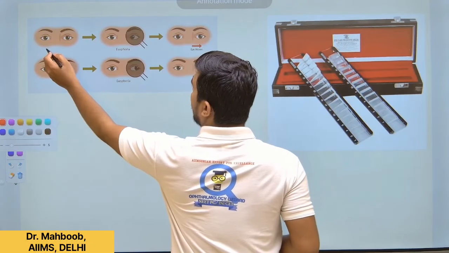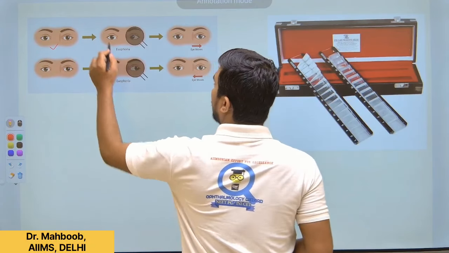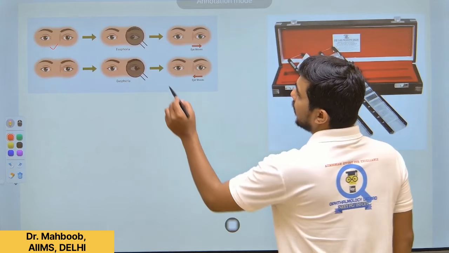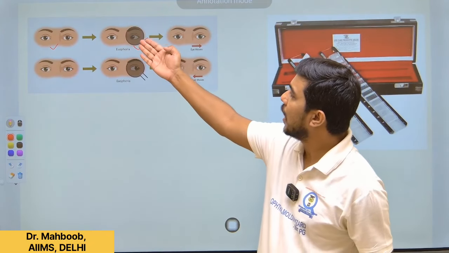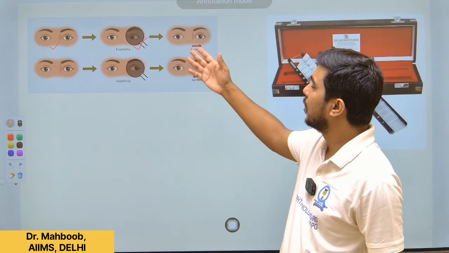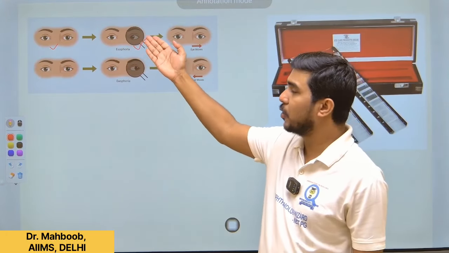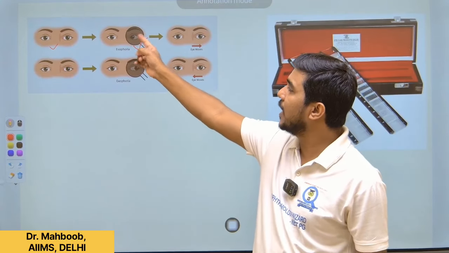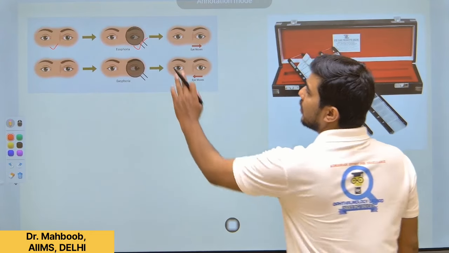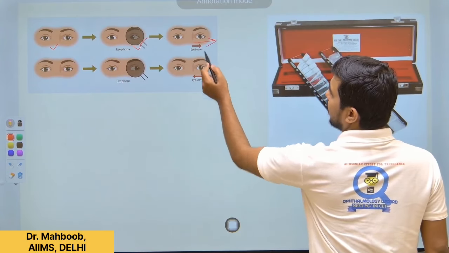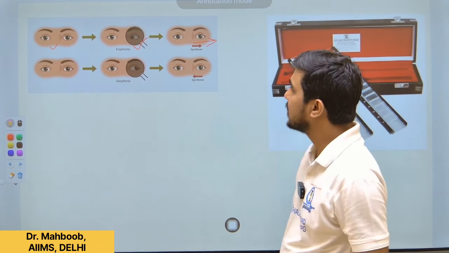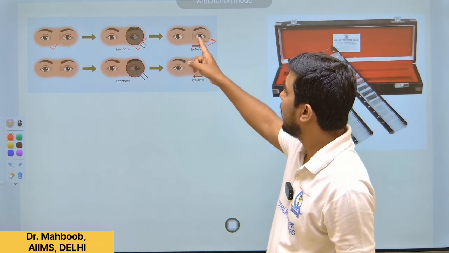You see, this is the normal. Now you cover it. I move inward. You will not notice, I just did it for demonstration purposes. The eye is moving inward. When you remove it, you will see the eye moving in this direction. That means it is becoming normal.